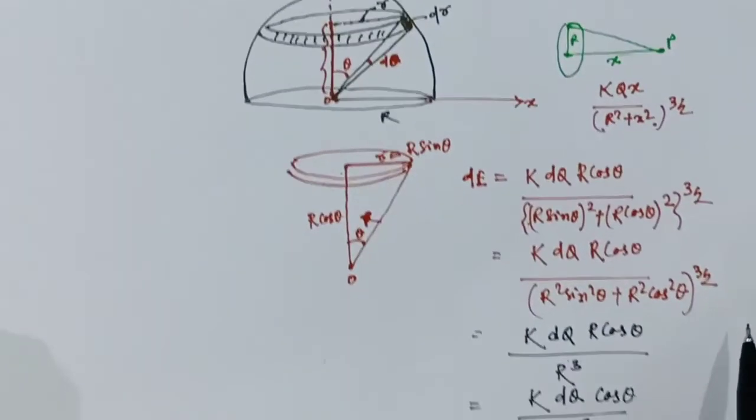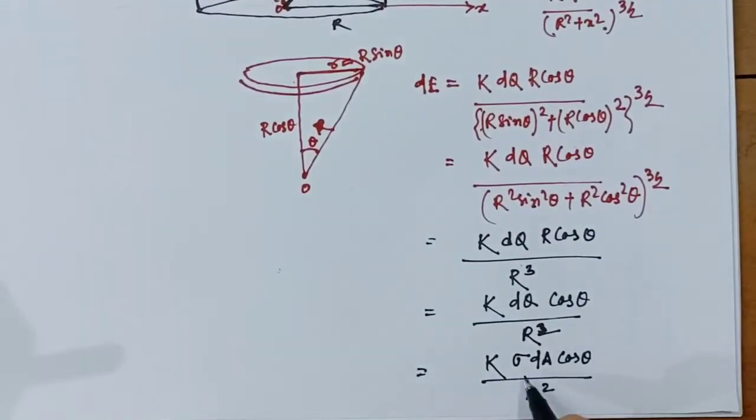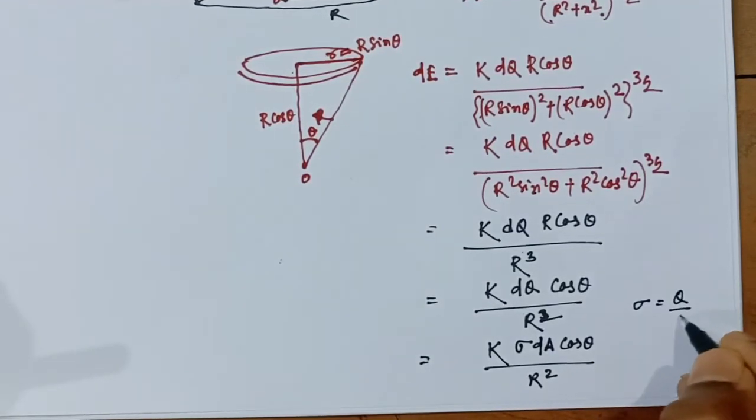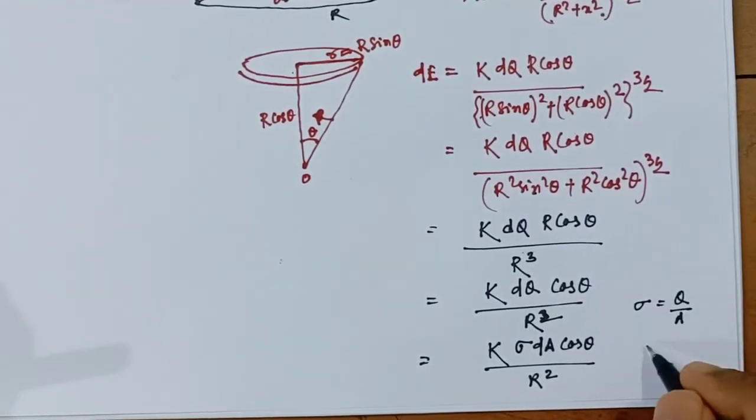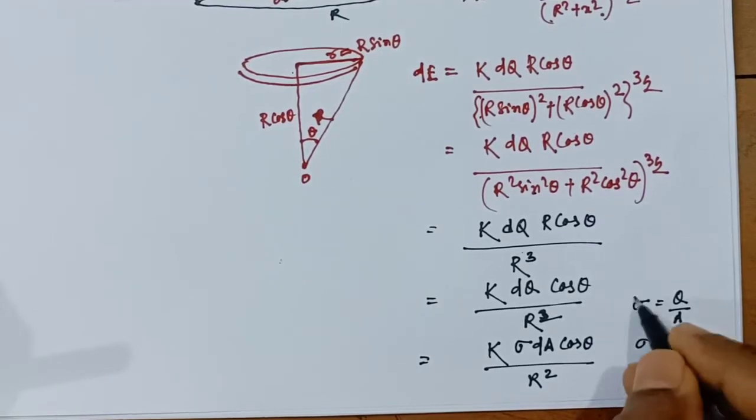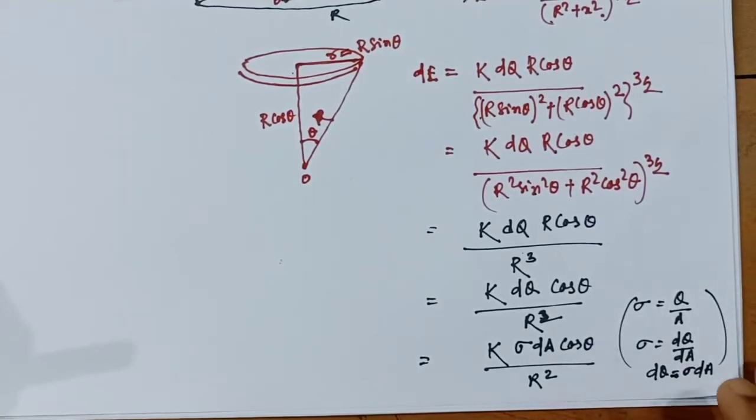So what can you write for dq? dq is written as sigma into dA, because sigma equals charge per unit area. In this section, sigma can be written as dq upon dA. So in place of dq, I can simply substitute sigma dA. It's not rocket science at all, so one can easily substitute.